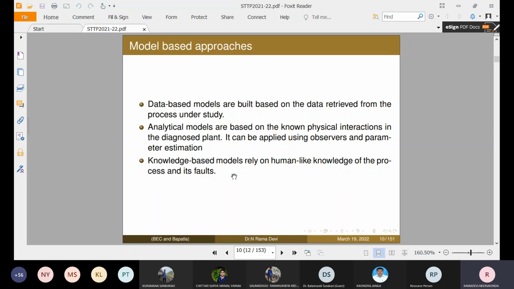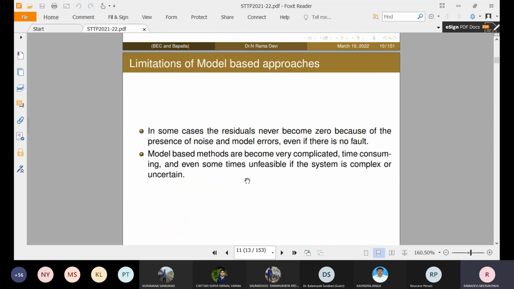So the model-based approaches are built based on the data retrieved from the process under the steady state. An analytical model is always formed based on the physical interaction, and knowledge-based models are developed based on human knowledge. But the correctness of that system is not accurate.